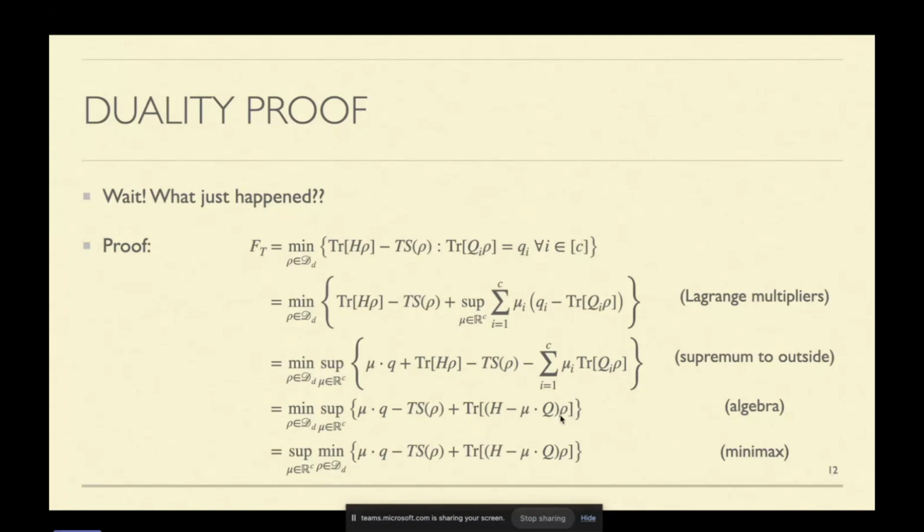This term is linear in rho, so therefore this term is convex in rho. Entropy is well known to be concave, so that means negative entropy is convex. So that means this objective function is convex in rho. So all the conditions of the minimax theorem apply, and therefore we can swap.